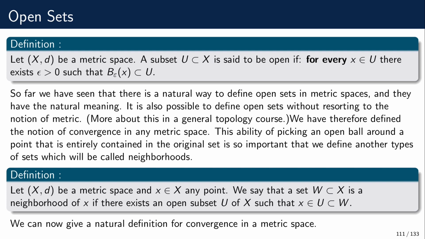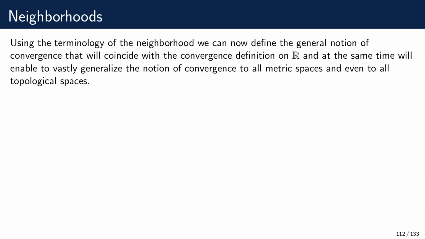So again, an open set is a set such that for every point in the set we can find a ball with small enough radius that is entirely contained in the set, and this is an open set. And now a neighborhood of a point x is some set that contains an open set. Okay.